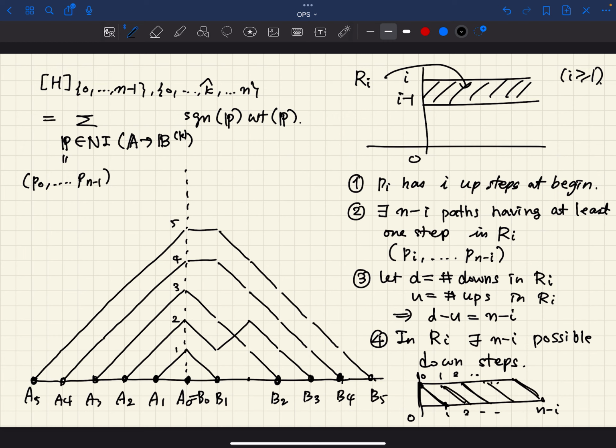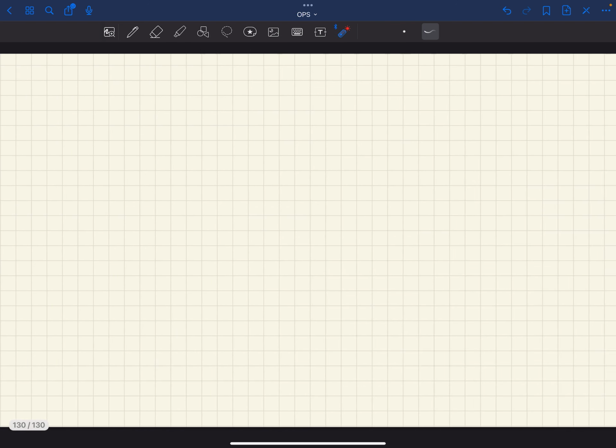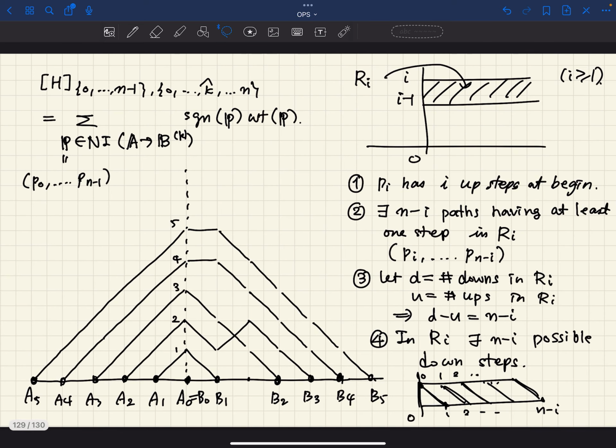Okay. So for instance, we have 1, 2, 3, 4 possible down steps for this. Here, 1, 2, 3, 4, etc. Okay, so 5, we have a bunch of observations, and I think I should copy this, and then we'll look at this again.